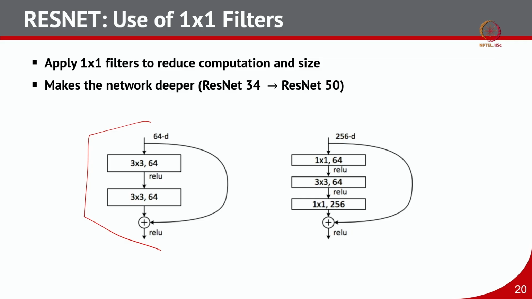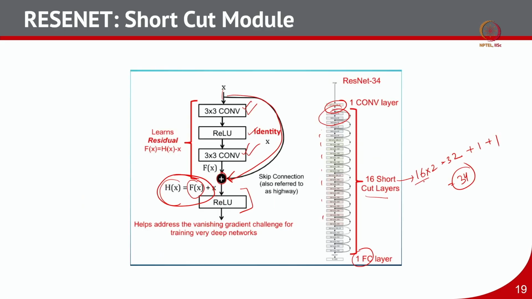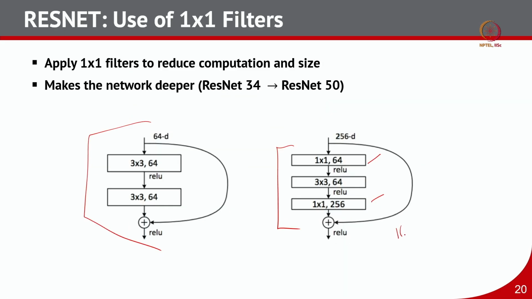Now, if we add one by one before this convolution and then after that convolution, you can see that instead of 2 layers in the residual block, now we have 3 layers. Remember, I will go to the previous slide, there are a total of 16 shortcut layers. So now, if we have this one by one filter to reduce the computation size, then we will have a total of 16 layers multiplied by 3 convolutional layers at each residual block, plus 1 plus 1 plus 1, that makes it 50, right.